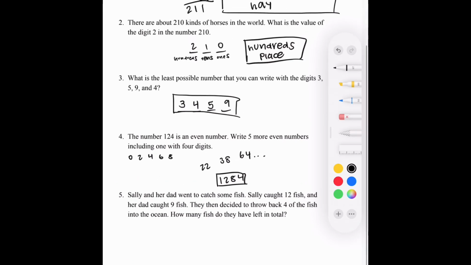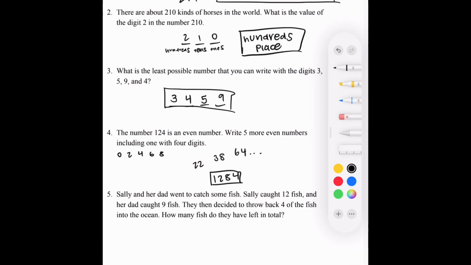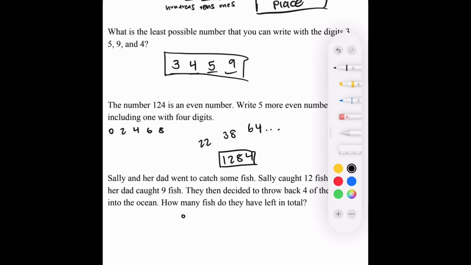Number 5, Sally and her dad went to catch some fish. Sally caught 12 fish and her dad caught 9 fish. They then decided to throw back 4 of the fish into the ocean. How many fish do they have left in total? So it says that Sally caught 12 fish. So we'll draw a little fish.